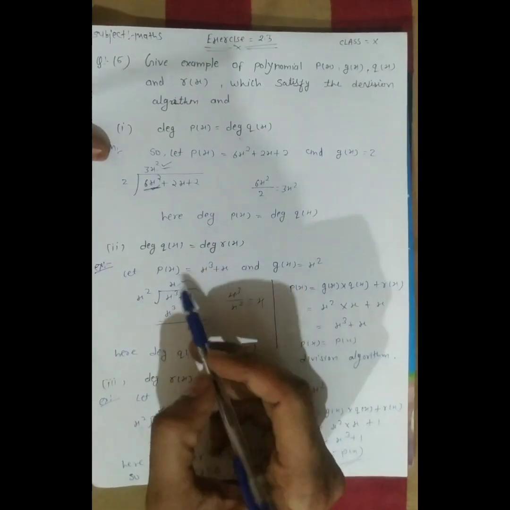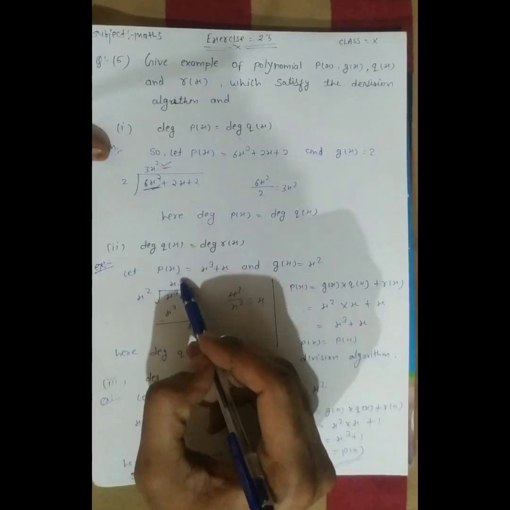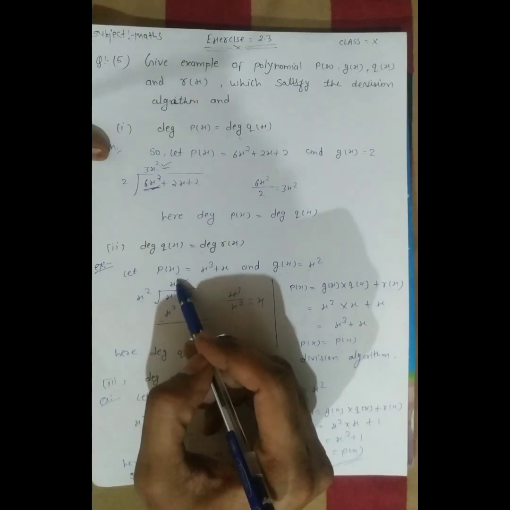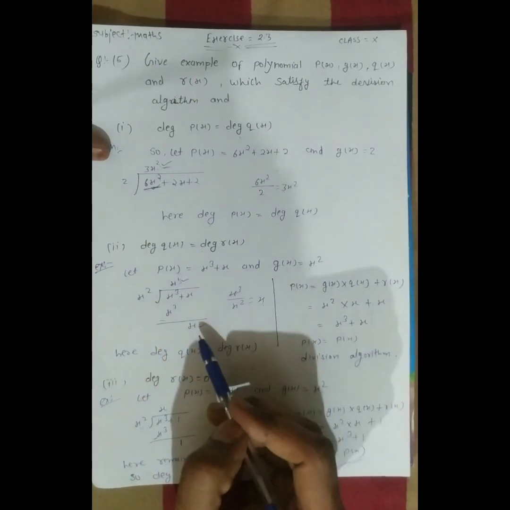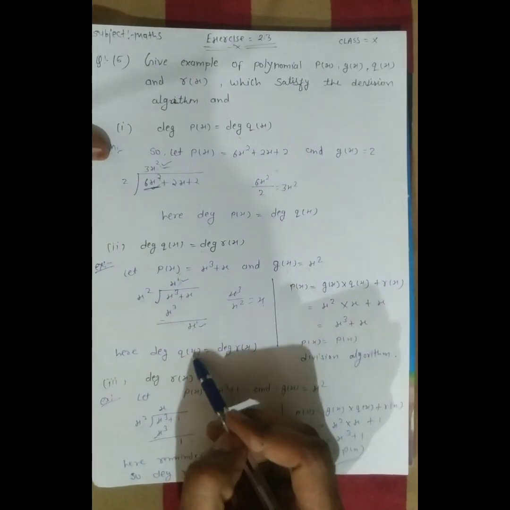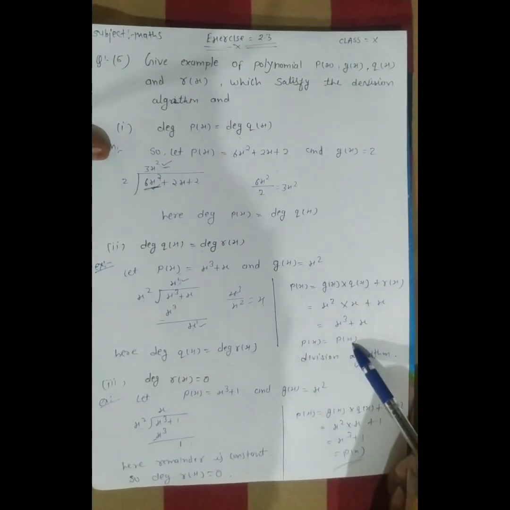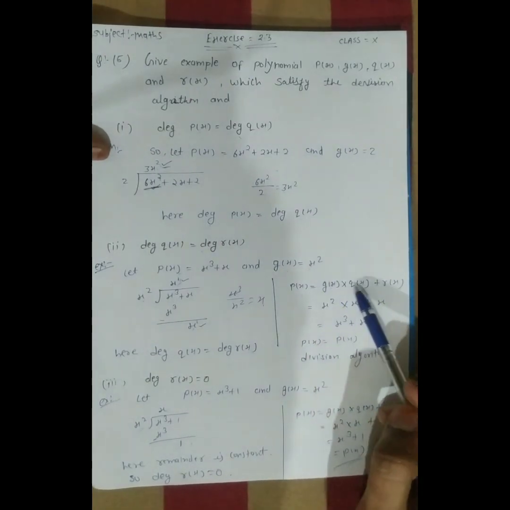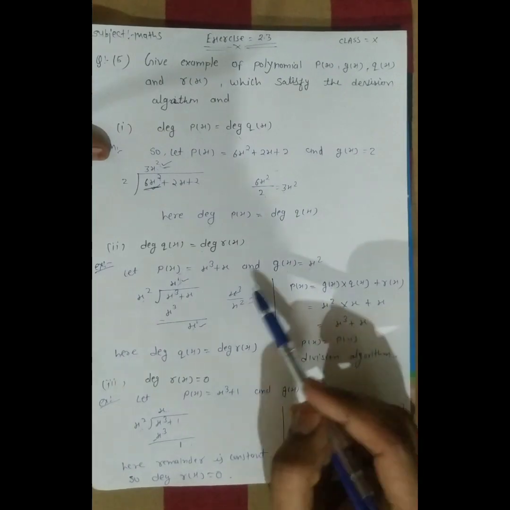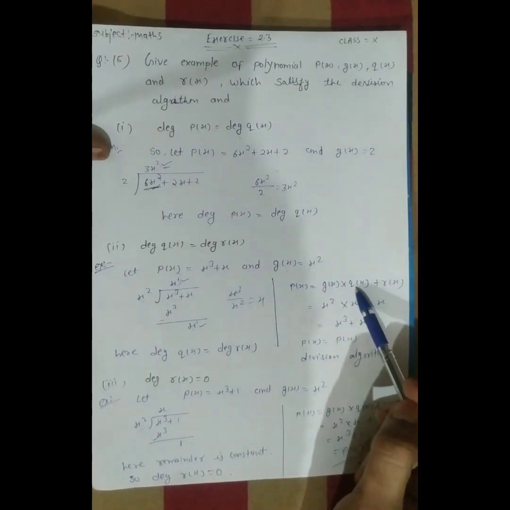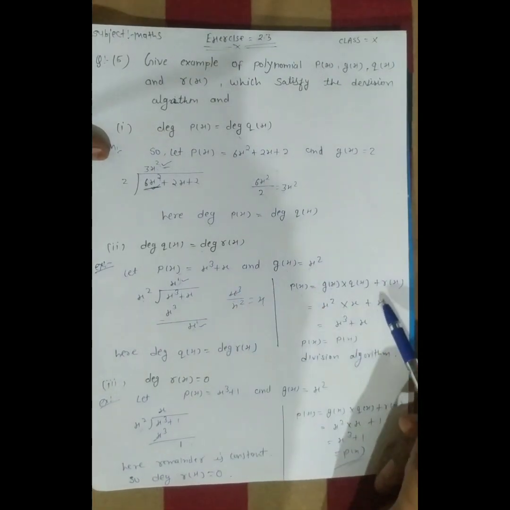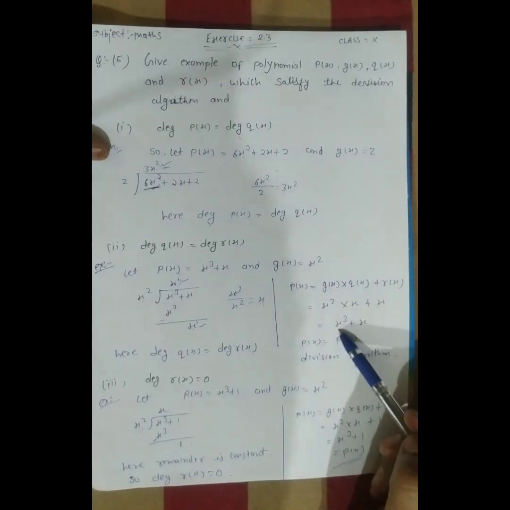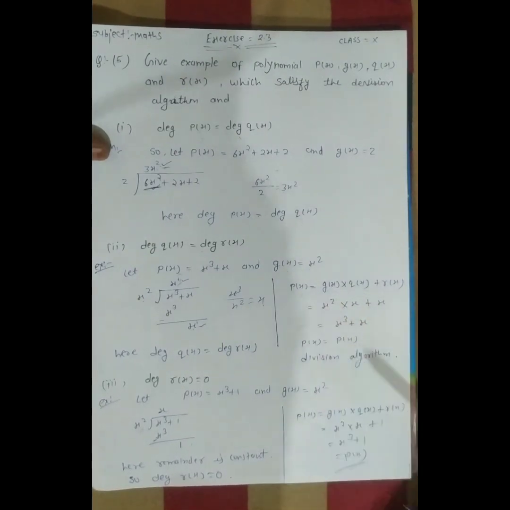So here degree of q of x is 1, x power कुछ नहीं है, मतलब क्या है, 1, and degree of r of x is also 1. And also we satisfy division algorithm, p of x equals g of x into q of x plus r of x. Value of g of x is x square, value of q of x is x, and value of r of x is also x. So x square multiply x, x cube plus x, which is our p of x.